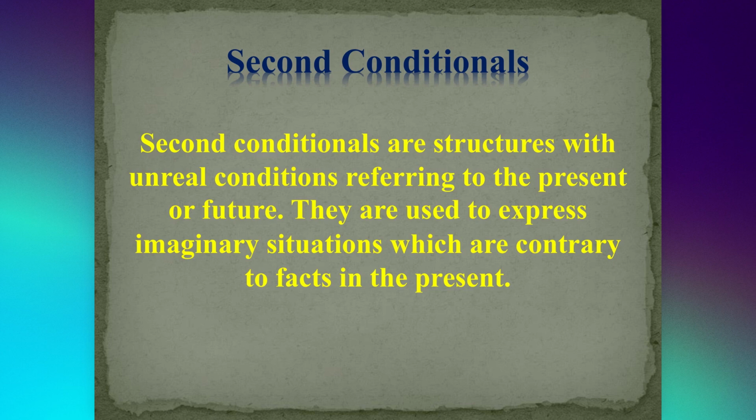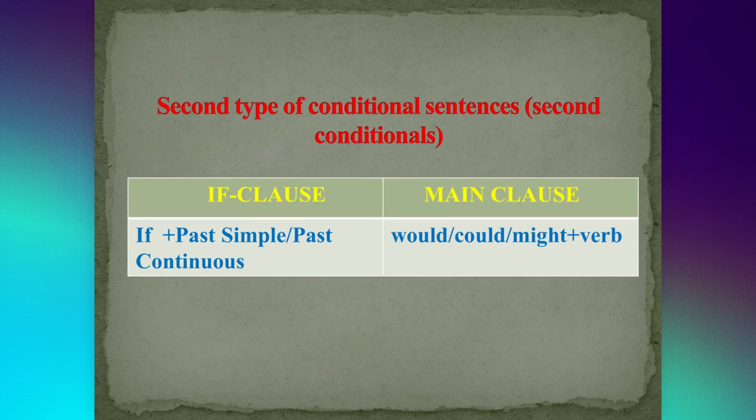Second conditionals. Second conditionals are structures with unreal conditions referring to the present or future. They are used to express imaginary situations which are contrary to facts in the present. The formation of second type of conditional sentences or second conditionals. In the if clause, after the conjunction if, we will use such tenses as past simple or past continuous.